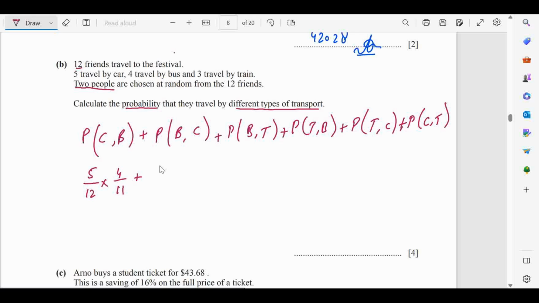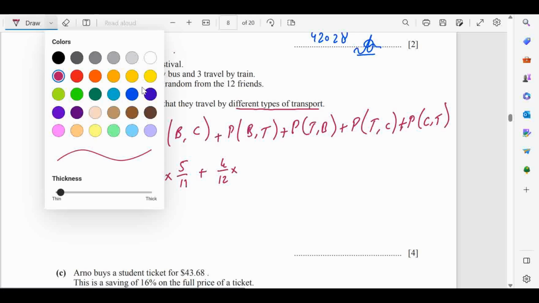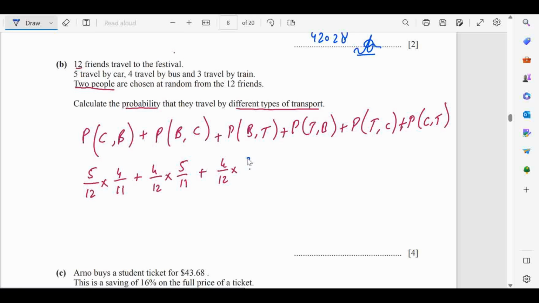So plus, now first one is bus, so 4 by 12 multiply by car 5 by 11, plus next one is bus and train, so we can write it as 4 by 12 multiply by train, so we will have 3 by 11. So 3 by 12 multiply by 4 by 11.